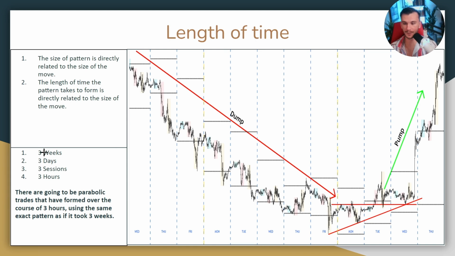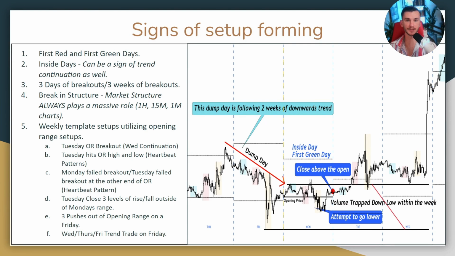Over here on the left, you can see what I'm talking about. 3 weeks, 3 days, 3 sessions, 3 hours. Let's say you have 3 weeks in one direction, ending in a 3-day setup, ending in a 3-session setup, and then finally in that last session, 3 hours setup. That is going to be your A++ 5-star things that you want to look for, these very large parabolic moves in a direction. Not to say that parabolic moves can't happen over the course of 3 hours. It just might not go 200-300 pips like you're hoping for. We as traders are trading setups, not direction.